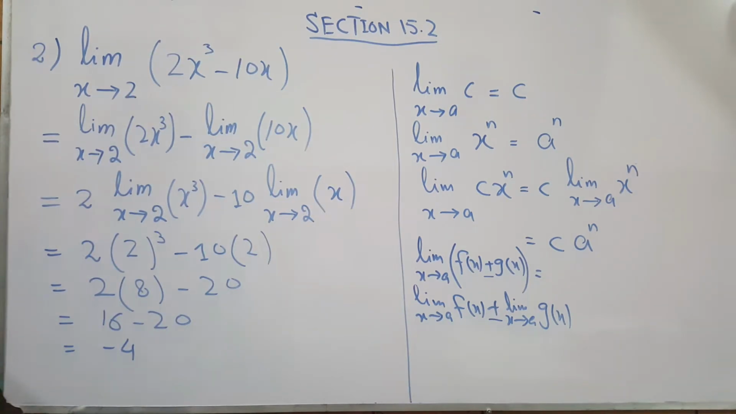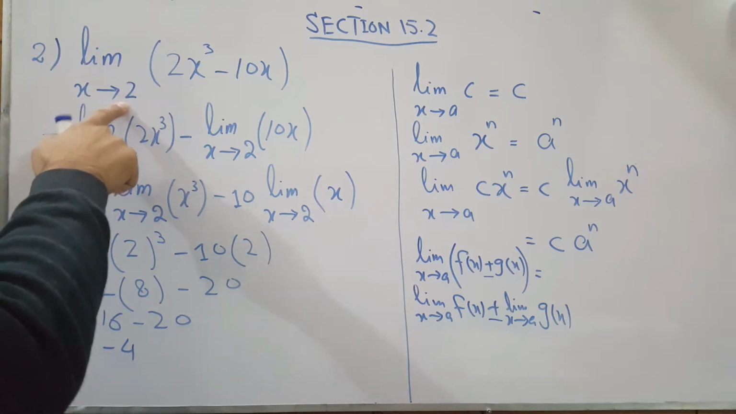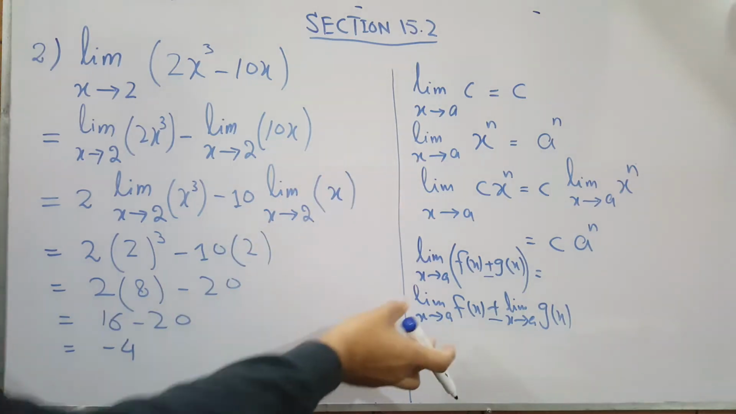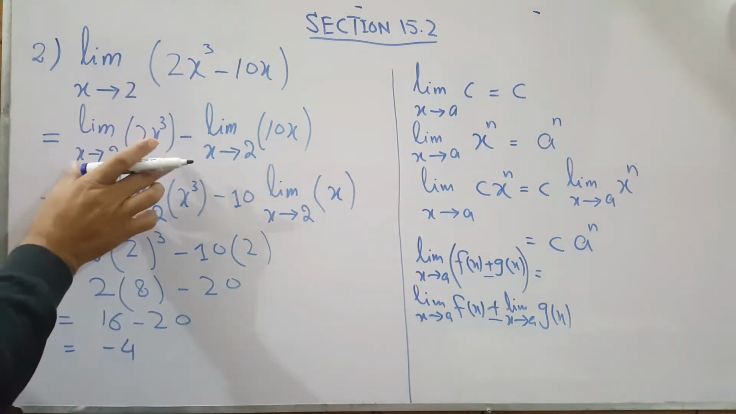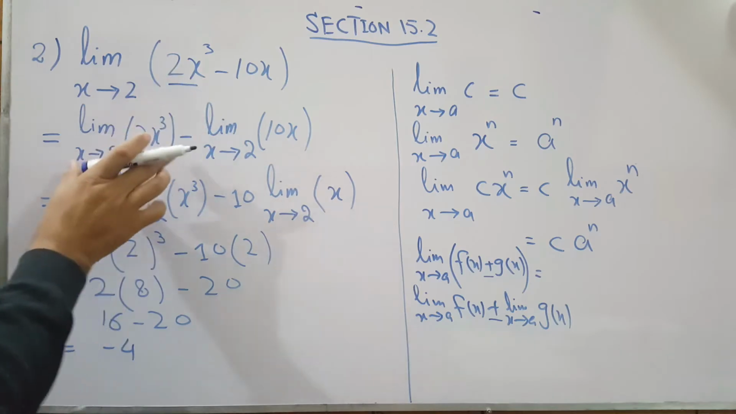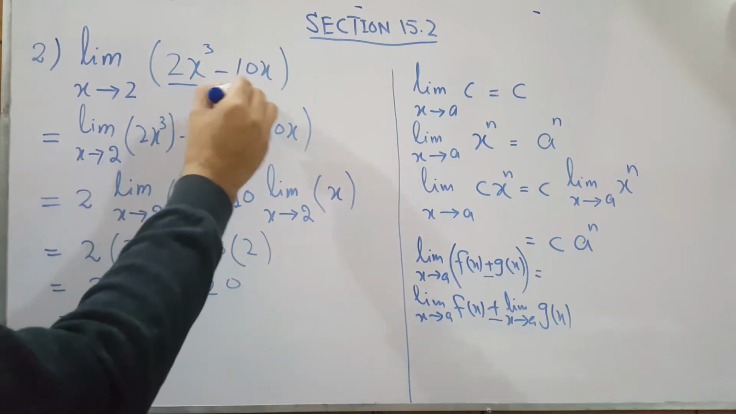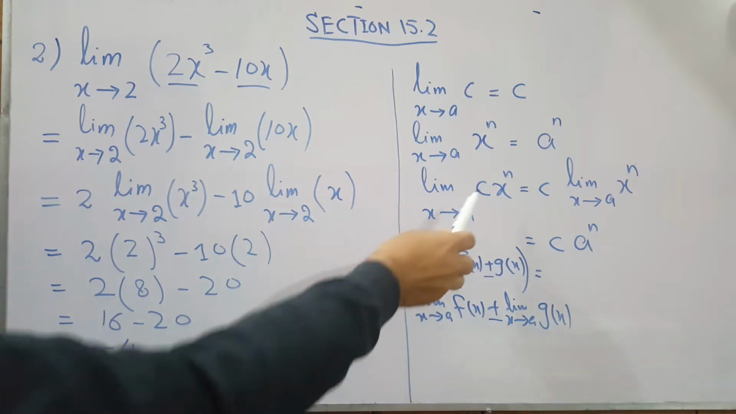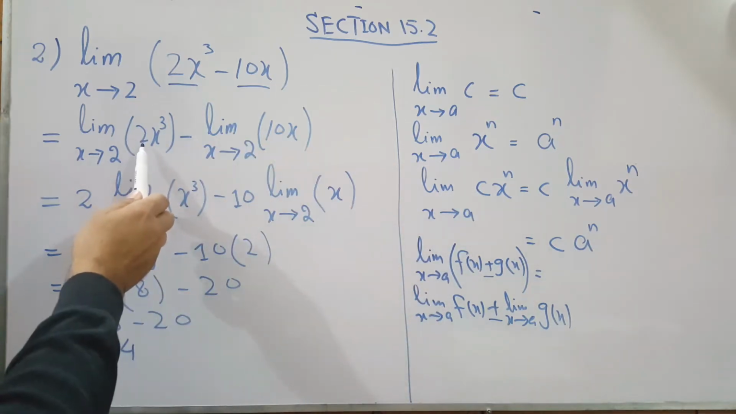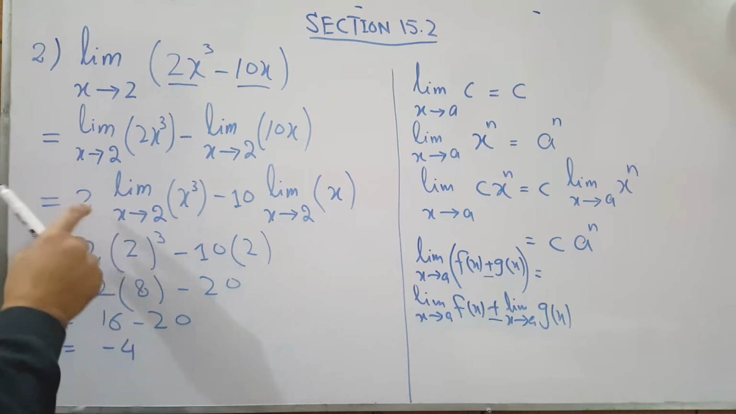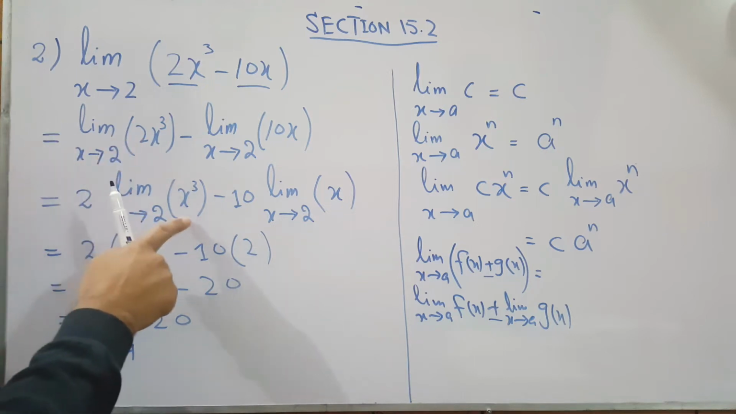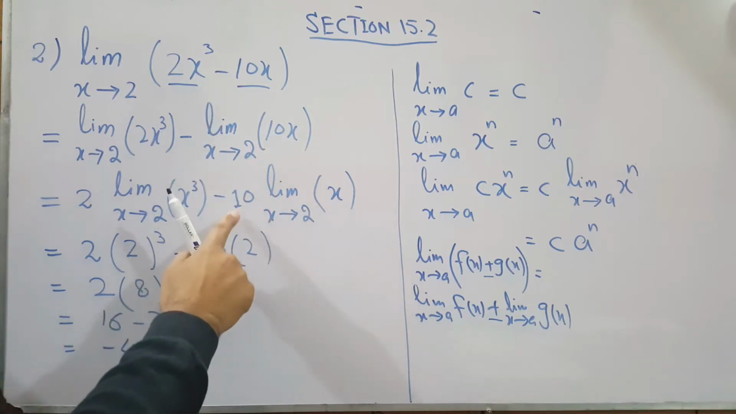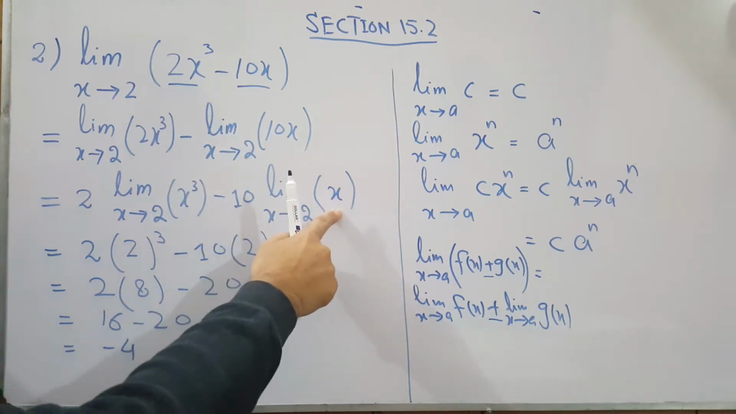Now in the second question, you are given the limit x approaches 2 of 2x cubed minus 10x. So again, applying the rules of separation, you apply the limit on this term and this term. Again, the rule says that you take the constant out of the limit. So we took the 2 out and apply the limit on the x cube only. Here we take out 10 and apply the limit on the x.